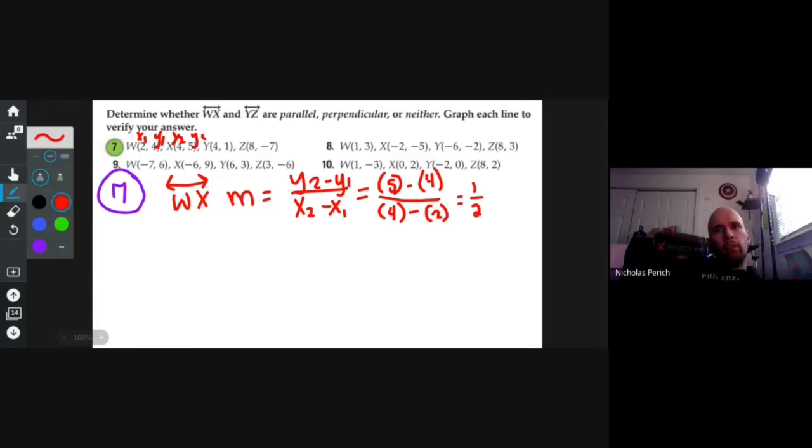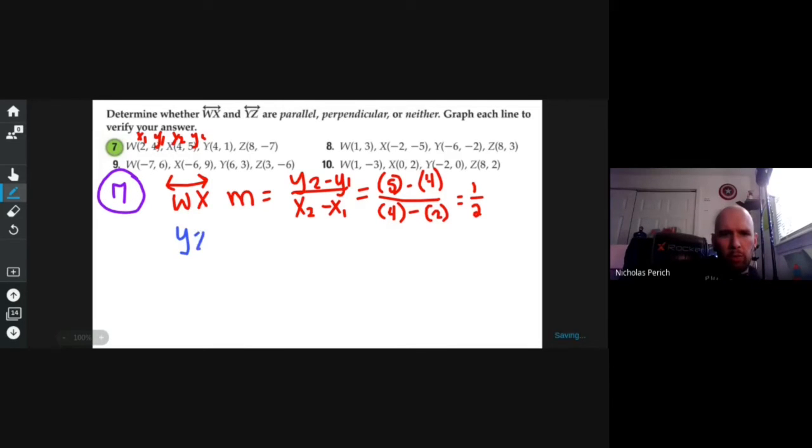Now I need to find the slope of YZ and see what the slope is for that one right there. So I'm going to call that my new X sub 1, Y sub 1, and my blue X sub 2, Y sub 2. So M in this case is going to equal Y sub 2, which is, well, let me write out the formula. I always write out the formula because that's what a good teacher does.